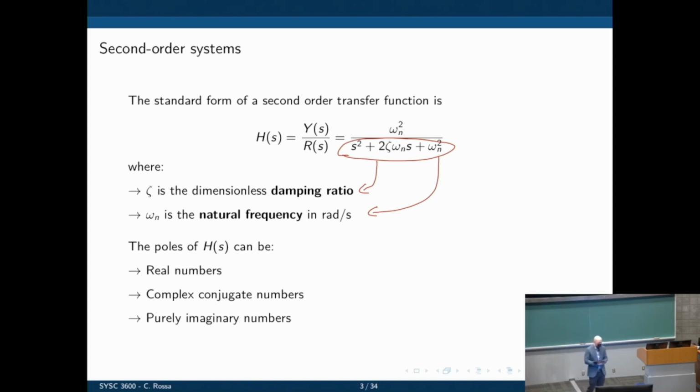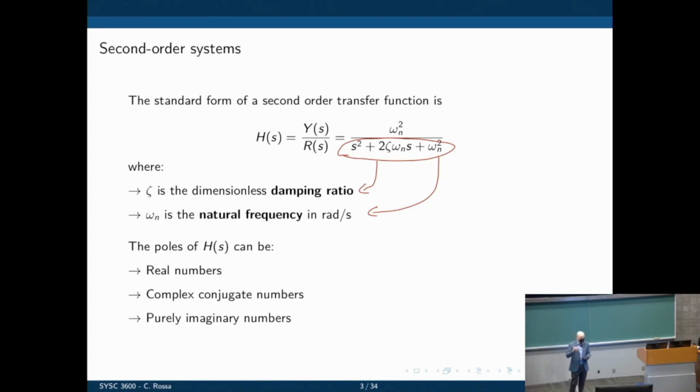Zeta is dimensionless, has no units. And the natural frequency is a frequency, so it has a unit of radians per second. And why are we writing the function in this way? Where does that come from? Well, as we will see, zeta and omega n are the two variables that we need to describe the system time response.